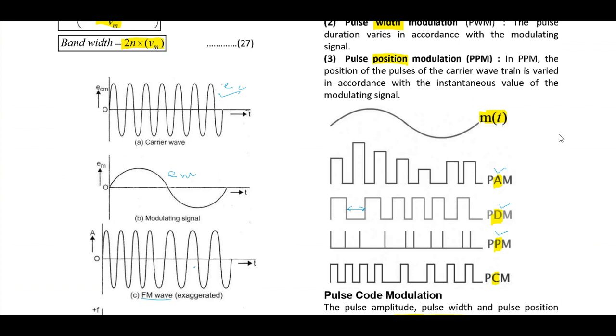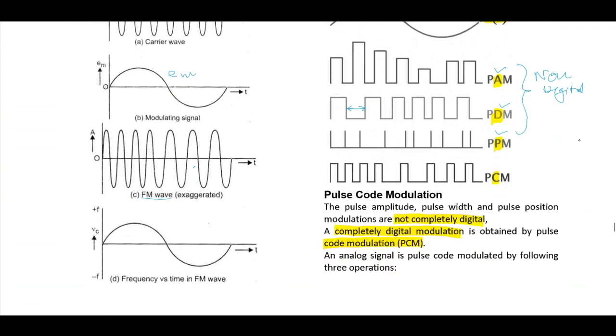And all these three are considered to be non-digital, or not completely digital. But pulse code modulation, PCM, is completely digital. The whole purpose of this diagram is just to make you remember this fact: these are partially digital, and this, pulse code modulation, is completely digital.